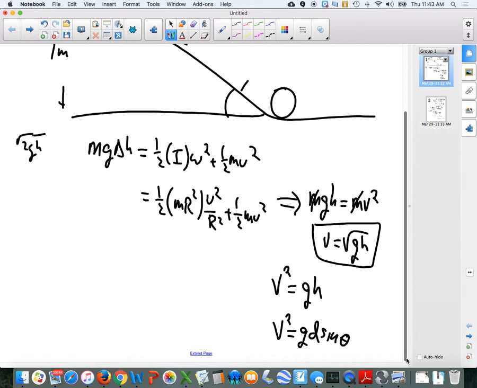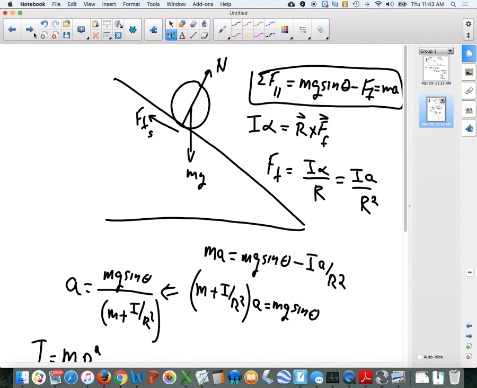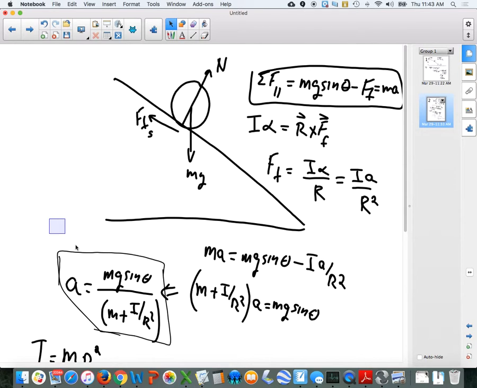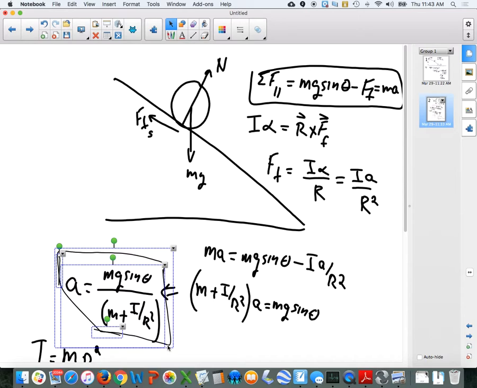V is equal to g d sine theta. So that's another way to look at rolling without slipping. So let's go back to this equation here, which is a nice general equation for the acceleration down an incline, assuming that we have rolling without slipping.